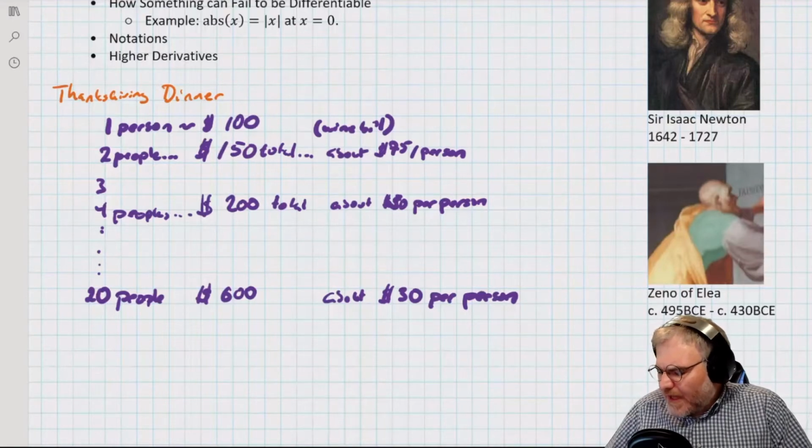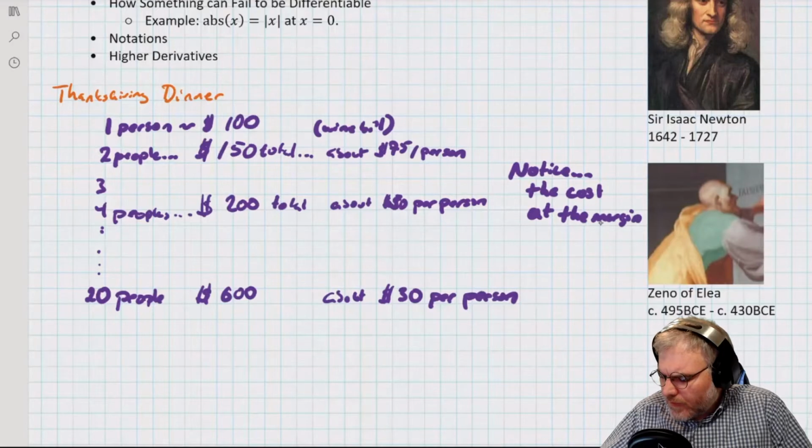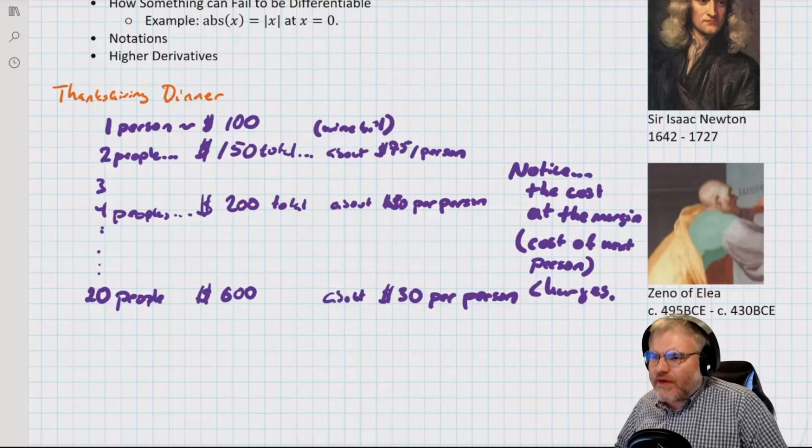So how do we feel about this? The cost of the margin, the cost of the next person changes. How do we feel about that idea? 1 to 5.